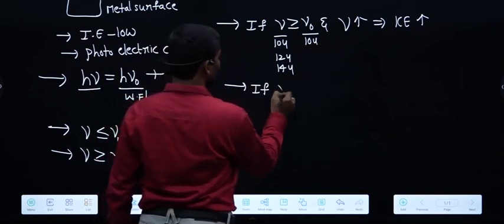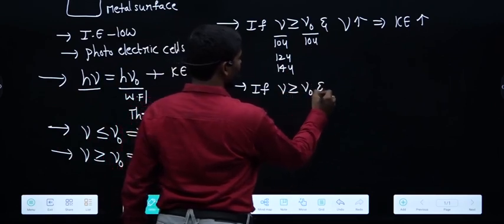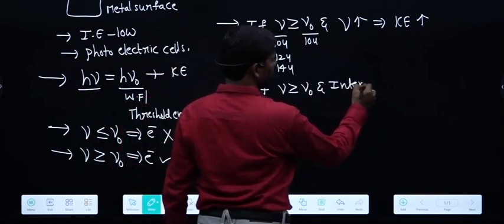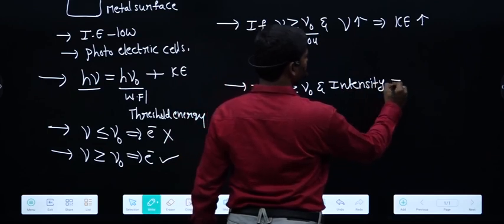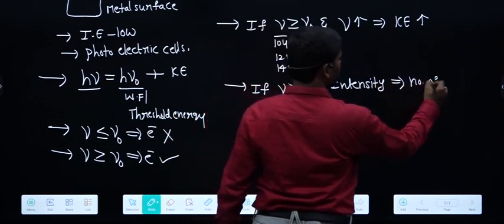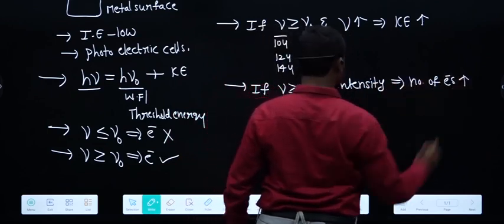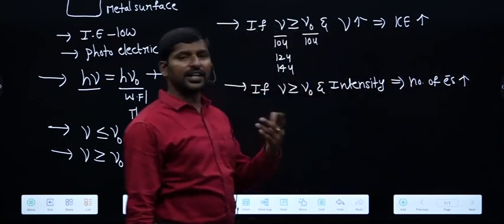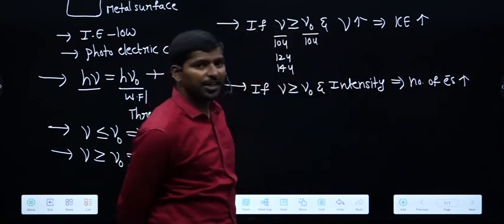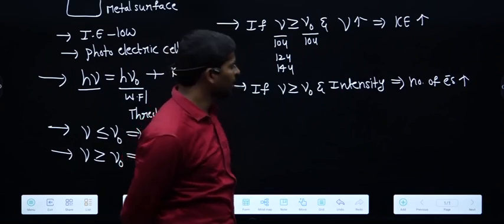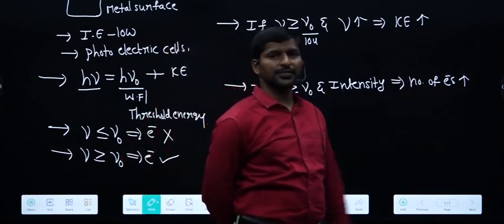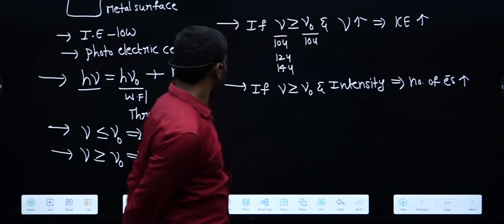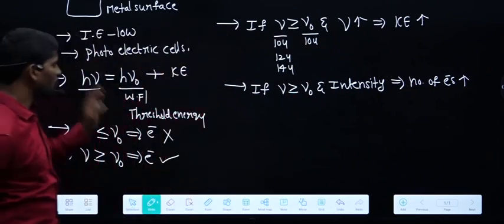Next one, if nu is greater than or equal to nu naught, and if you increase intensity, what happens? If you apply more number of photons, the number of ejected electrons increases. If you apply 10 photons, 10 electrons are ejected. If you apply 20 photons, 20 electrons are ejected. So as intensity increases, the number of ejected electrons increases. And this is the photoelectric effect.